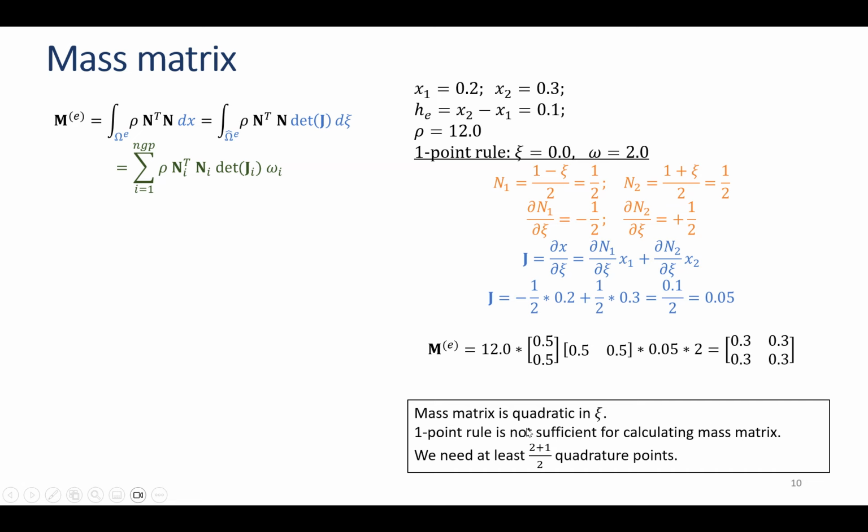This is not correct. The reason is that N1 and N2 are linear in j. Since we have N transpose N, when we multiply them, we get a quadratic function in j. The first term would be 1 minus j multiplied by 1 minus j, divided by 4, so 1 minus j squared, which is quadratic in j. As we have seen, one Gauss point is not enough for evaluating a quadratic polynomial. We need at least (2 plus 1) by 2, so 3 by 2, which is 1.5. We don't have 1.5, so we need at least 2 quadrature points.